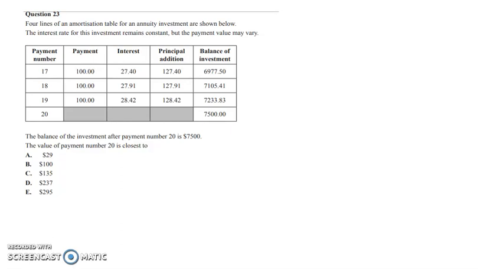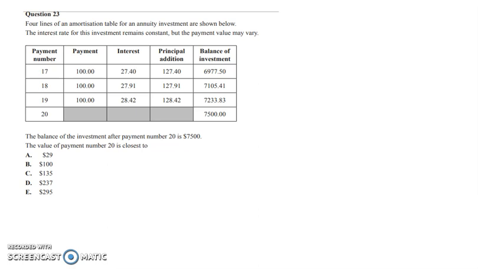Hi there, this is a question from Exam 1 2017. It's from the core part of the exam in the recursion and financial section. This is question 23. Four lines of an amortisation table for an annuity investment are shown below.